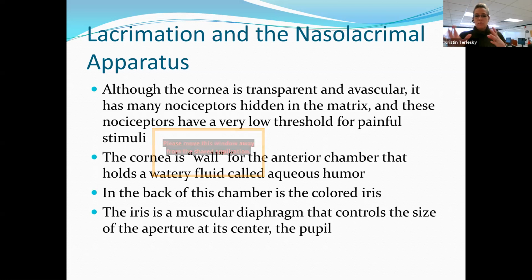All right, so moving on, and again, at the end of this PowerPoint, I'm going to have you take that scrap piece of paper and we'll go through these really quickly so you kind of know the order of how it goes back from anterior to posterior.